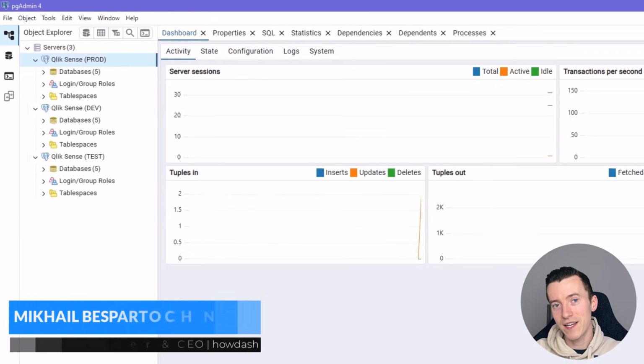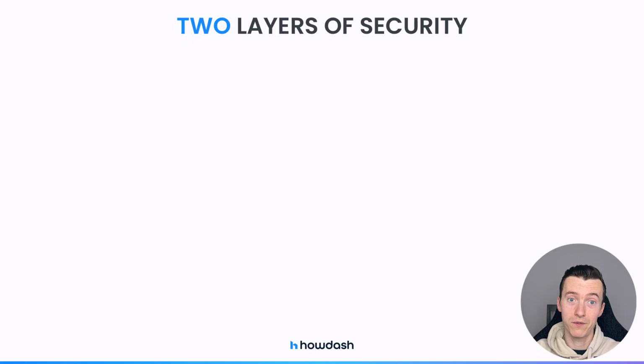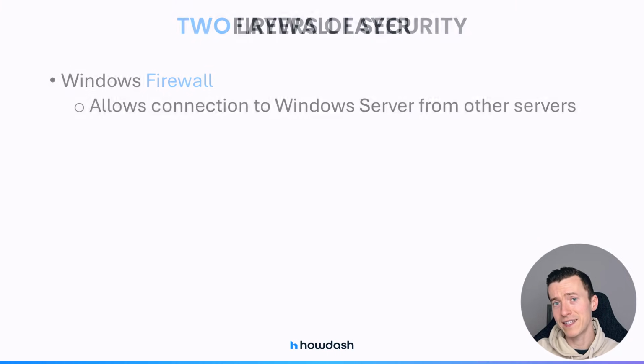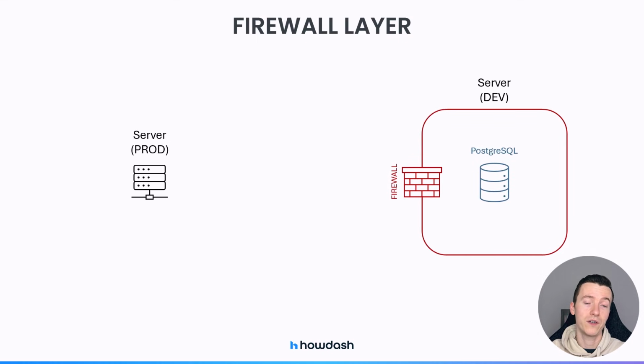The key thing to understand is that there are two layers of security that we'll need to open up and configure in order for you and me to be able to create a data connection to a remote PostgreSQL server. First layer is the Windows Firewall. Now, this assumes that you have your PostgreSQL server running on a Windows server. As an example, if you want to connect to your dev server from your prod server, unless you configure the firewall on your dev server, the dev server will not let your prod server connect to it. That's just how it is, and it's a very good thing.